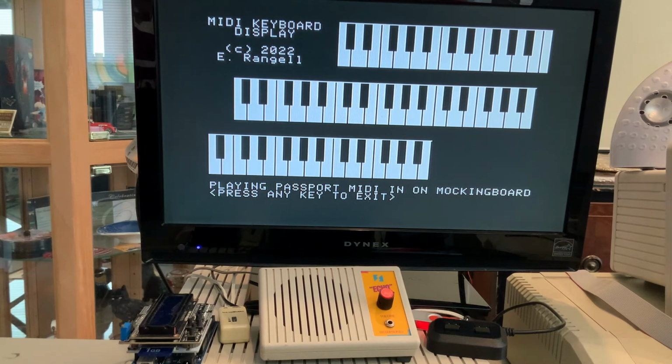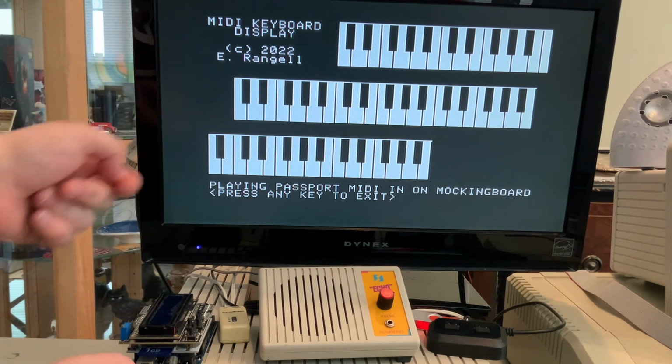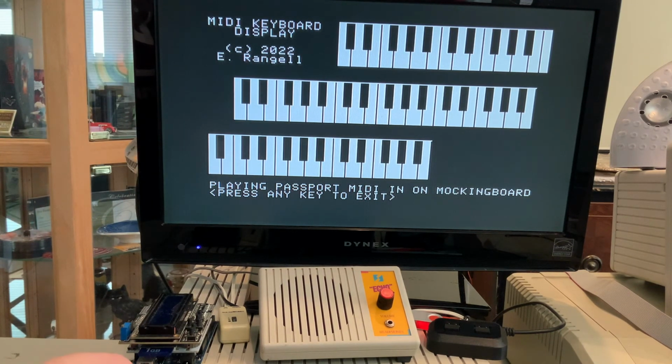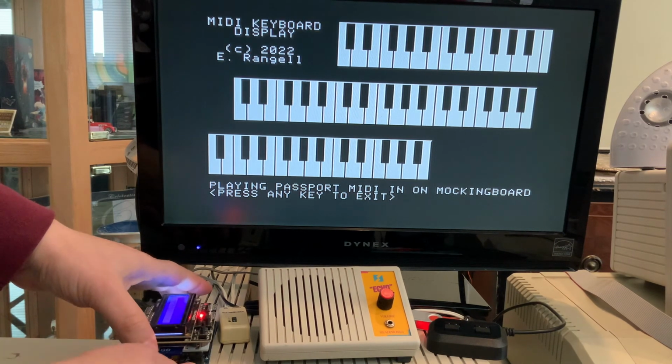This Arduino project is being used to test a Slackfest project for KansasFest that will play MIDI input into the Apple Passport MIDI interface and play it on a Mockingboard or a Phasor.